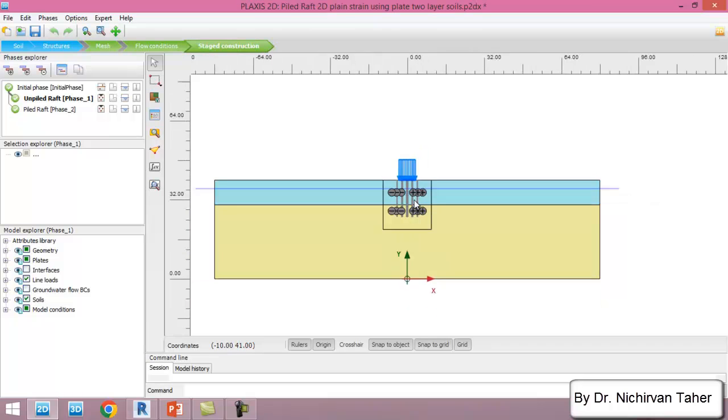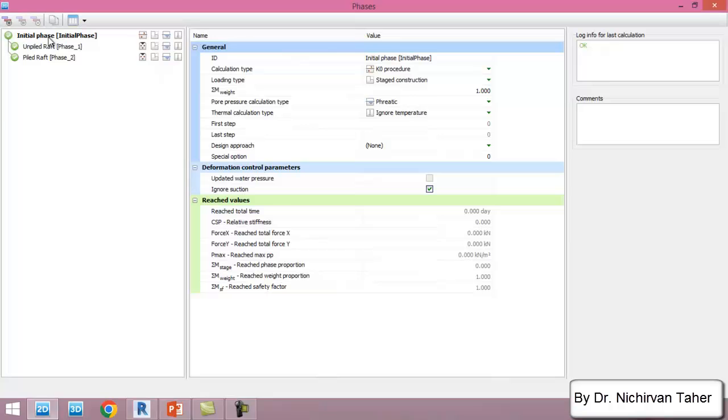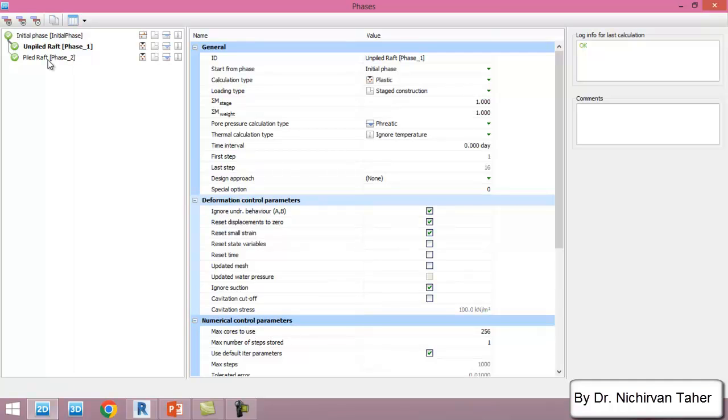So after meshing the problem, we go to the staged construction mode, and we already have the initial phase, so we define two phases: unpiled raft foundation and piled raft foundation. In unpiled raft foundation, we just investigate the raft only under the effect of load without piles. In the second phase, we activate the pile as well, and we investigate what happened to the settlement and deformation of the raft foundation.